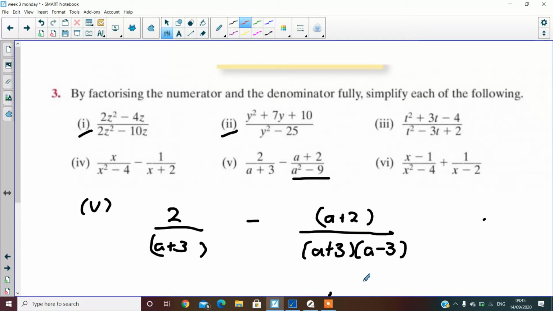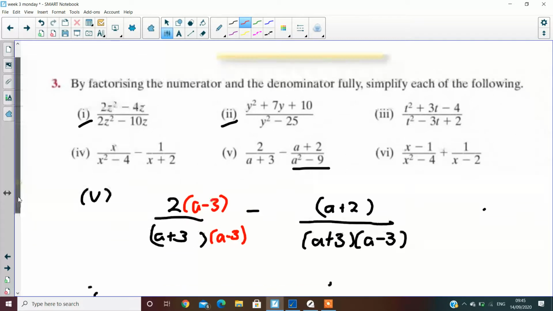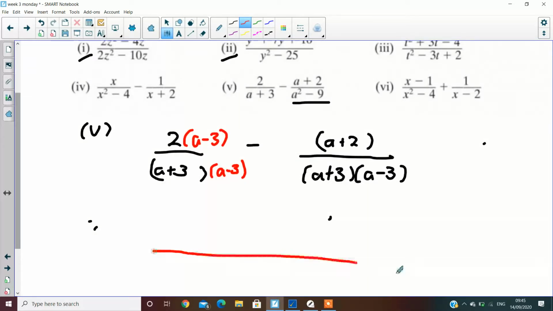One of them has an a minus 3, doesn't it? So we can put an a minus 3 on the bottom and an a minus 3 on the top. Now they're the same denominator. So on the next line, you're just going to have a plus 3 and a minus 3. So that should be no big issue at all, okay?